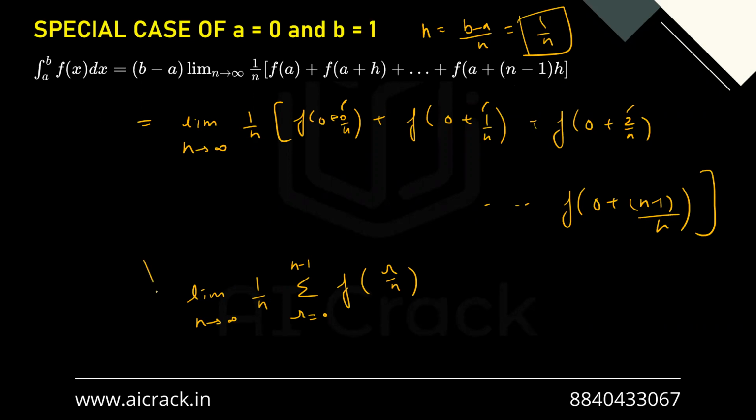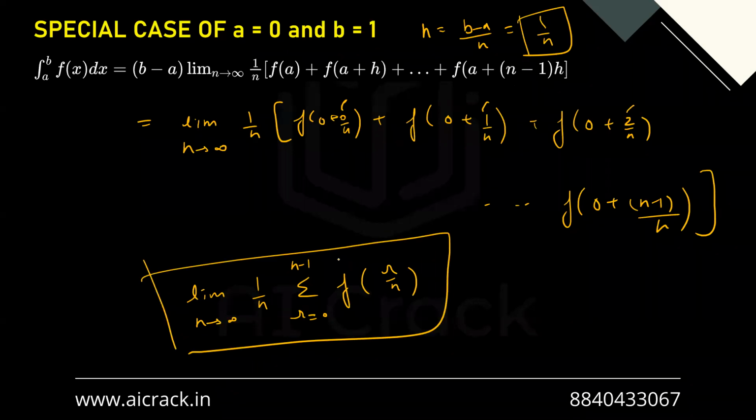So this is how we have written the integral now. But this is the only special case for b equals 1 and a equals 0. Now what if b equals 2? In that case, we'll be extending this entire summation to 2n numbers. Over here we have been taking this summation till n minus 1. In that case, we'll be taking it to 2n minus 1, right?